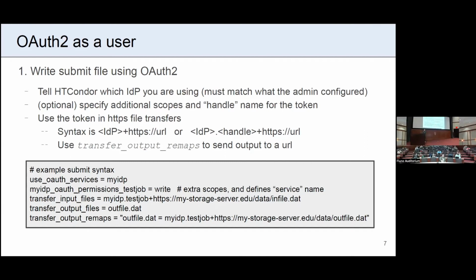Then if your token needs additional scopes, or if you want to use a handle, in case you have multiple tokens, you need to specify that. Then you need to use the token in transfers. And the syntax is that you put the IDP identifier in front of the URL with a plus sign. And if you're using a handle, you use the IDP identifier, dot, and then the handle.